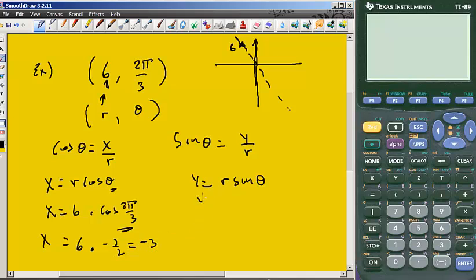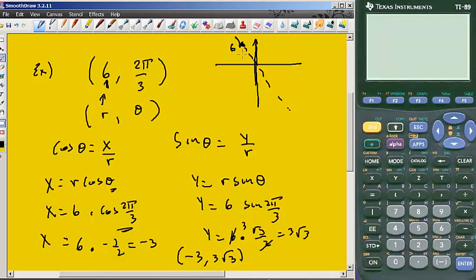And then here, you're going to get y is equal to 6 times sine of 2 pi thirds, because that's my angle. So y is equal to 6 times, what's sine of 2 pi thirds? That's rad 3 over 2. So that reduces to 3, so that's 3 rad 3. So my point is negative 3 comma 3 rad 3.